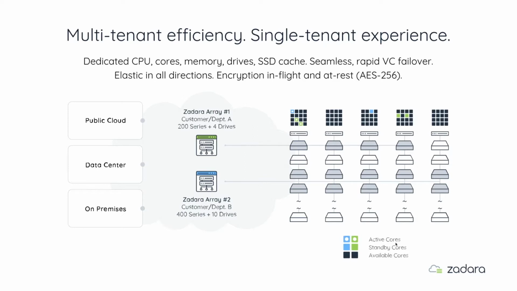Noam, you and I were talking yesterday about this and the example we have here. Why don't you run through what it means? What are the implications for the customer on Zadara array number 1 and the customer on Zadara array number 2 in an environment like this?